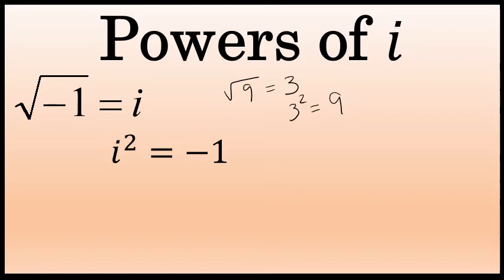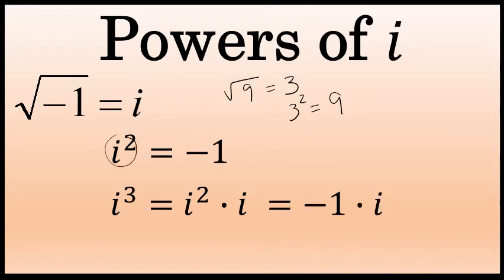Let's talk about the next power, i to the third. Well, i to the third could be broken apart into two factors, i to the second times i. And since we just discussed that i to the second is -1, if I replace this i to the second in this product with a -1, I see that i to the third is equal to -1 times i, or more simply, -i. So if you ever run into an i to the third in a problem, that can be replaced with -i.